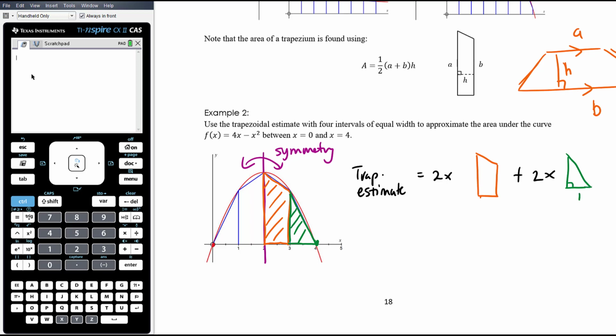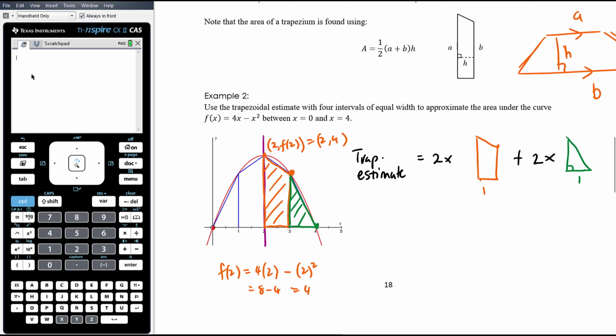Okay, so we already know that that's 1 and that's 1. Let's work out this point here and this point here. We know it's when x equals 2. So this is f of 2. If we substitute 2 into the function, f of 2 is 4 times 2, which is 8, minus 2 squared, which is 4. So it's 8 minus 4, which is 4.